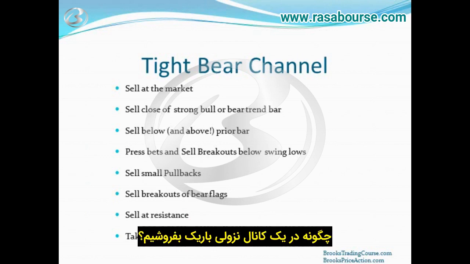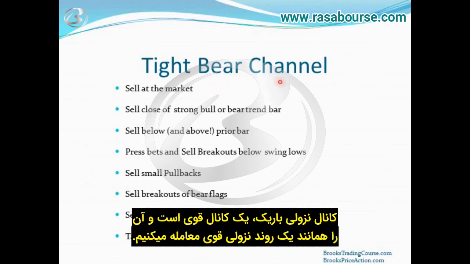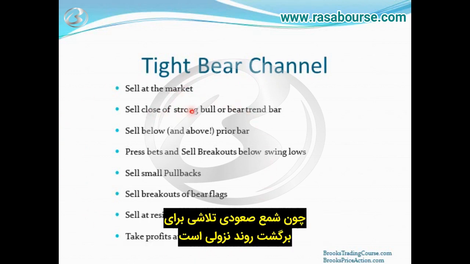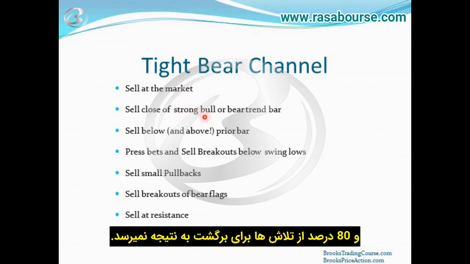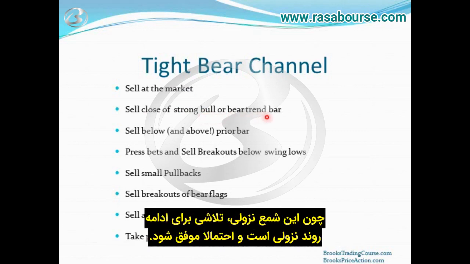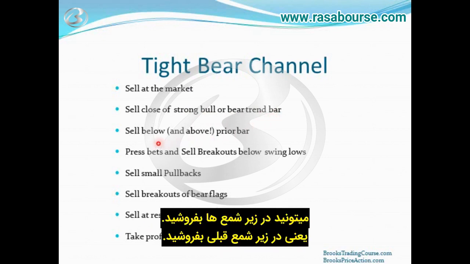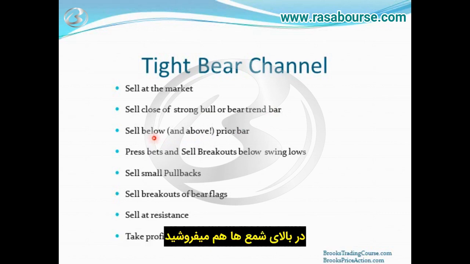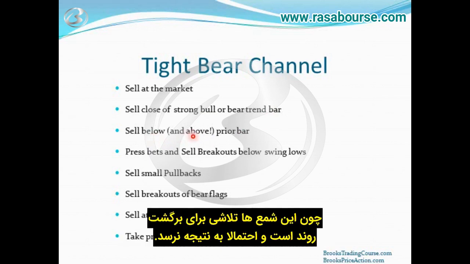So how do you short in a tight bear channel, a strong bear channel? The same as you do in any strong bear trend. You sell at the market. You sell at the close of strong bull bars because they are attempts to reverse the bear trend, and 80% of reversal attempts will fail. You sell on the close of every strong bear bar because that's an attempt to resume the trend, and it probably will succeed. You sell below bars, below the prior bar, because you're betting that the trend is resuming. You sell above bars because, again, it's an attempt to reverse the trend, and it probably will fail.